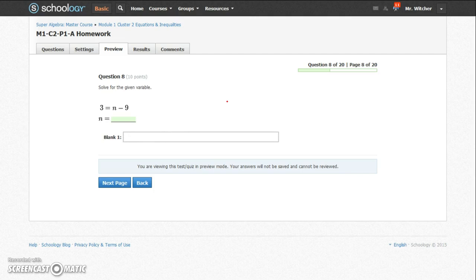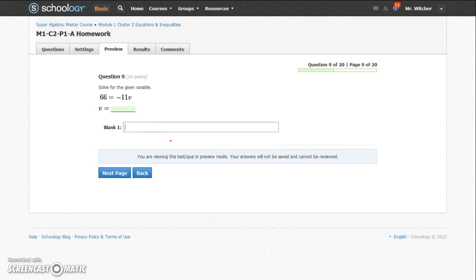Example 8. What's happening to n? We're subtracting 9 from n, so we need to add 9. That's the inverse operation of subtraction. We add 9 to both sides. This is 0, so n equals 9 plus 3, which is 12. N equals 12.